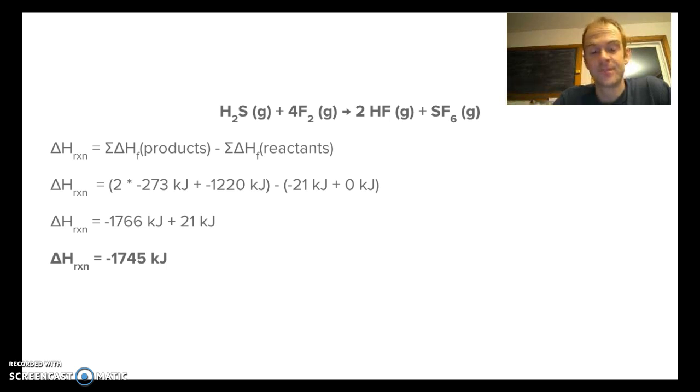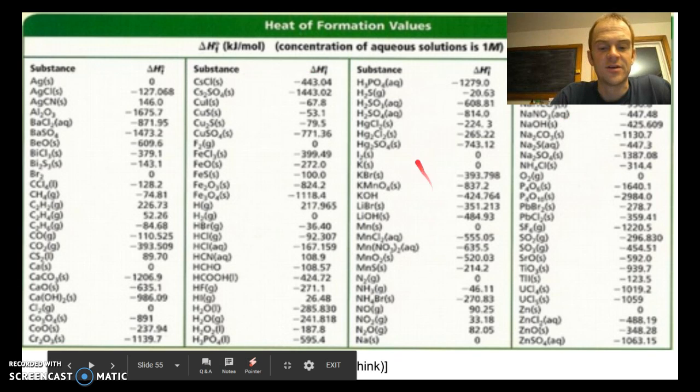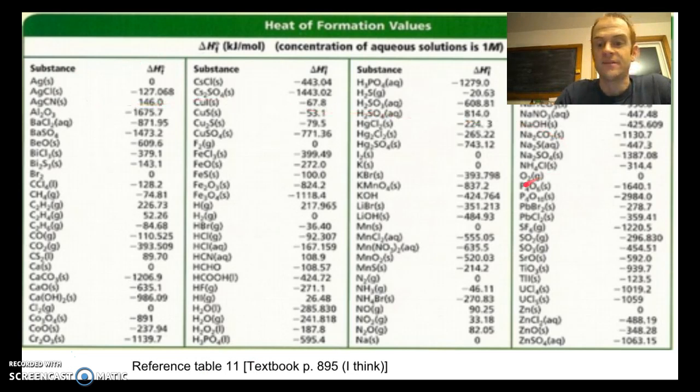Okay, so I've mentioned there are tables for these values. This is something in your textbook. I think it's around page 895, but there's a listing of all of these different compounds and the amount of energy it takes to make each. And so this is a table I would use. Instead of maybe using Hess's law, I could use this table to help me figure out how much energy change there is for a reaction.